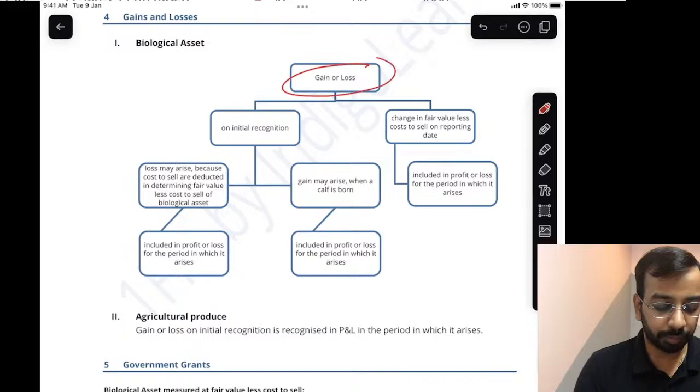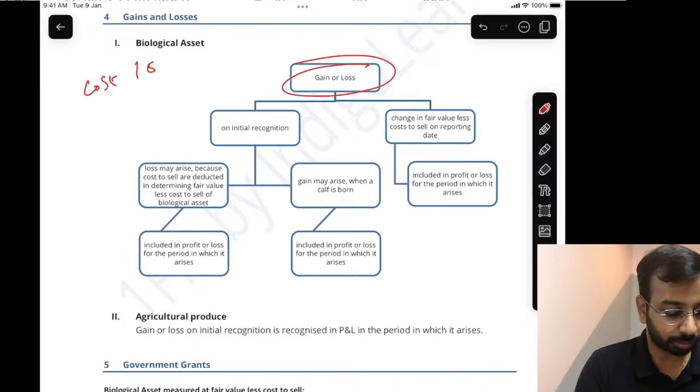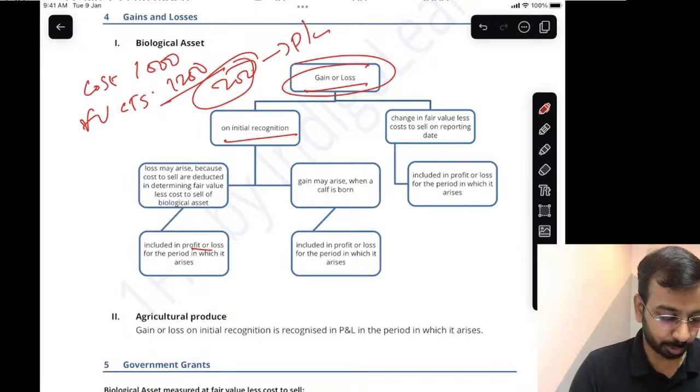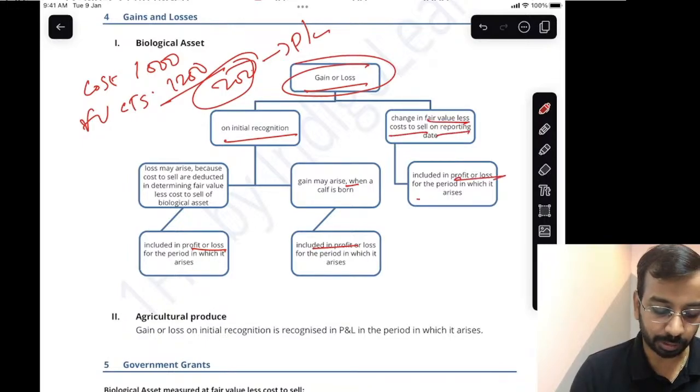Now, what do we do with the gain or loss? See, for example, your cost is 1000. Fair value less cost to sell on the balance sheet date is 1200. Now, the gain of 200, what do we do? This gain of 200 will be taken to P&L. So, gain or loss on initial recognition is included in P&L. This is also included in P&L. Change in fair value less cost to sell on the reporting date is also included in P&L.